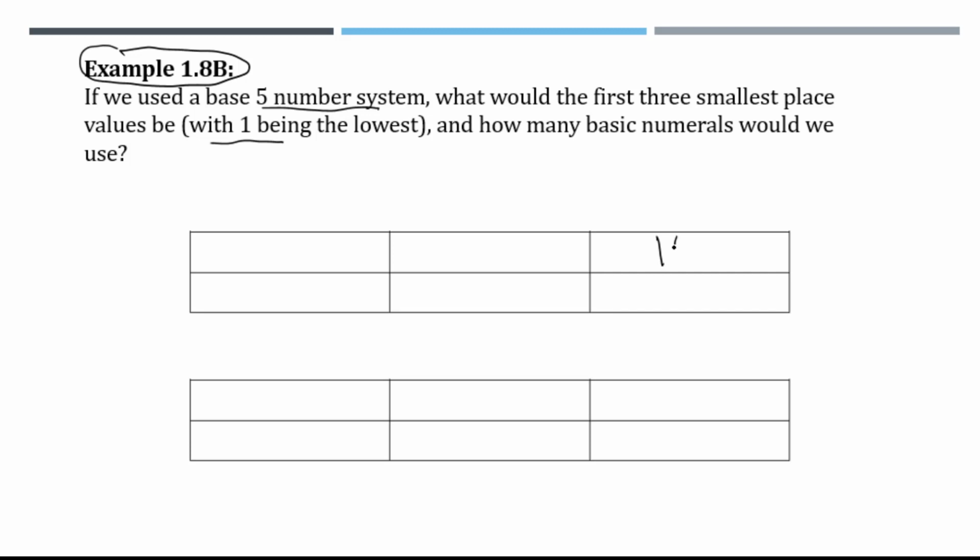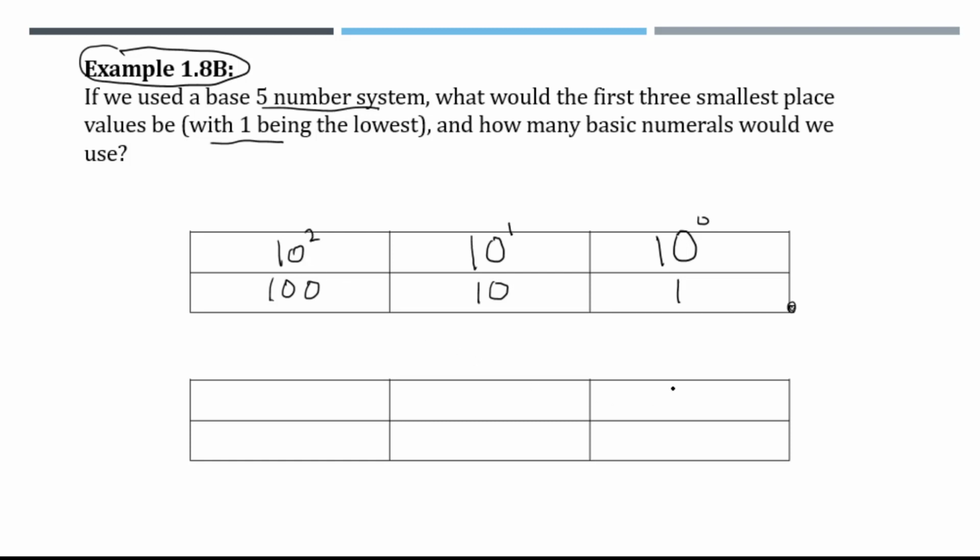Which we just did. This is our base 10 system. 10 to the 0 power. The first place is the ones place. Decimal point would obviously go here. The second place would be 10 times bigger, which is 10. And the third place would be 10 times bigger than that, which would be 100, which we can represent as 10 to the second power.